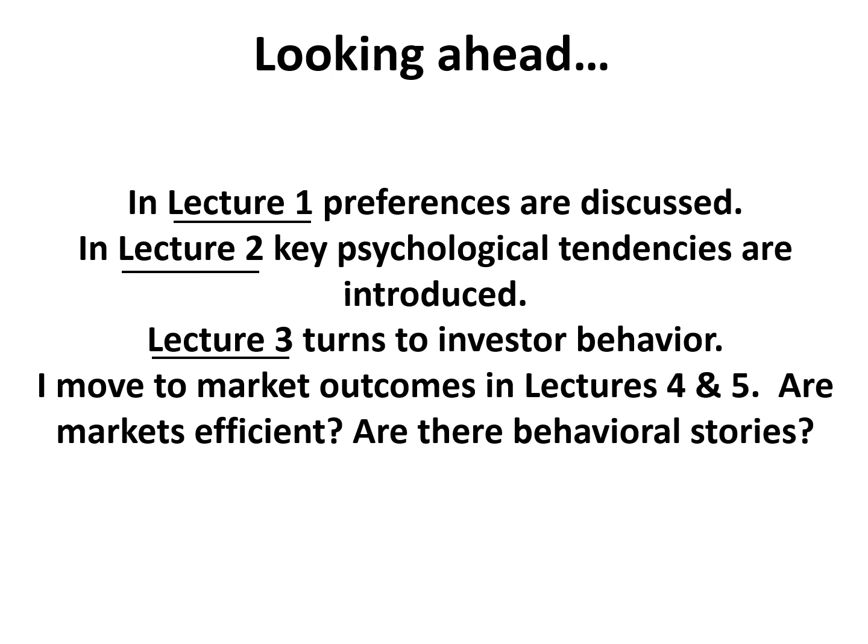After lecture 3, I'm going to move to market outcomes in lectures 4 and 5. Lecture 4 deals with market efficiency. Are markets efficient? And I'll talk about what that actually means when I get to lecture 4. And if there are inefficiencies, and these are called anomalies in many cases, or just plain puzzles, are there behavioral stories that explain these anomalies or puzzles?